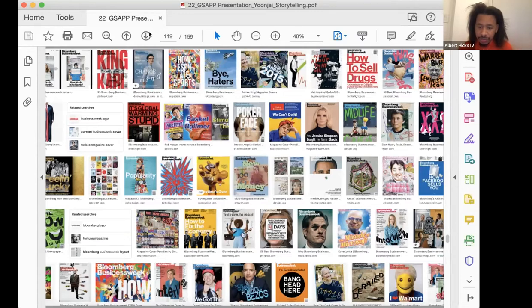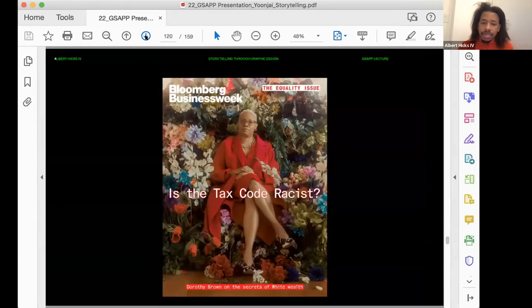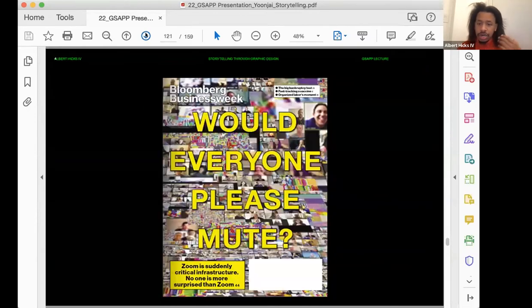Bloomberg, obviously being a weekly magazine, has had several covers before my time and since I've been there. So this is just a range for you to see, but here are some covers I've worked on. You saw this one earlier.